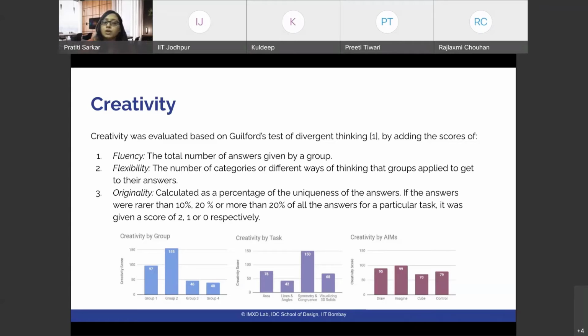There was only one group who outperformed in the creativity zone, where they were able to answer very frequently, with a lot of new approaches and in a very impromptu way. And in terms of the task, symmetry and congruence was the topic which led them to respond in a very creative manner. Also, in terms of the AR interaction mediums, the tap and view medium was the one that helped them imagine in a better manner.